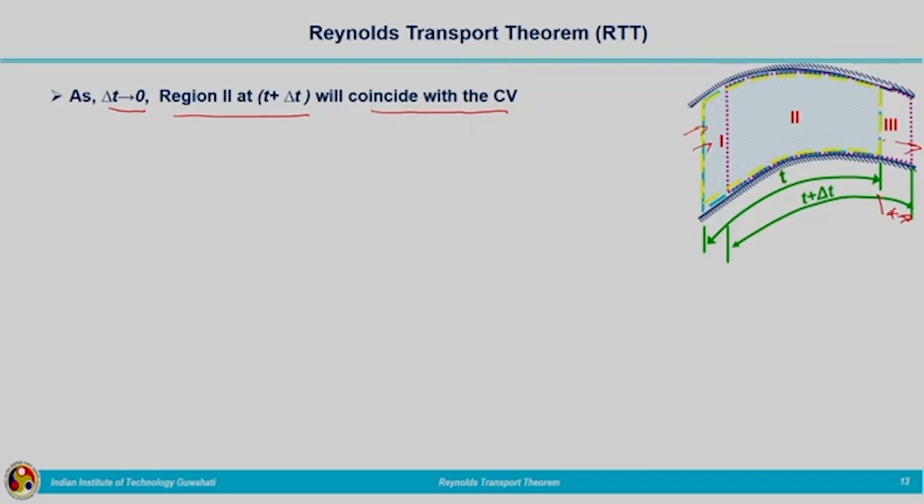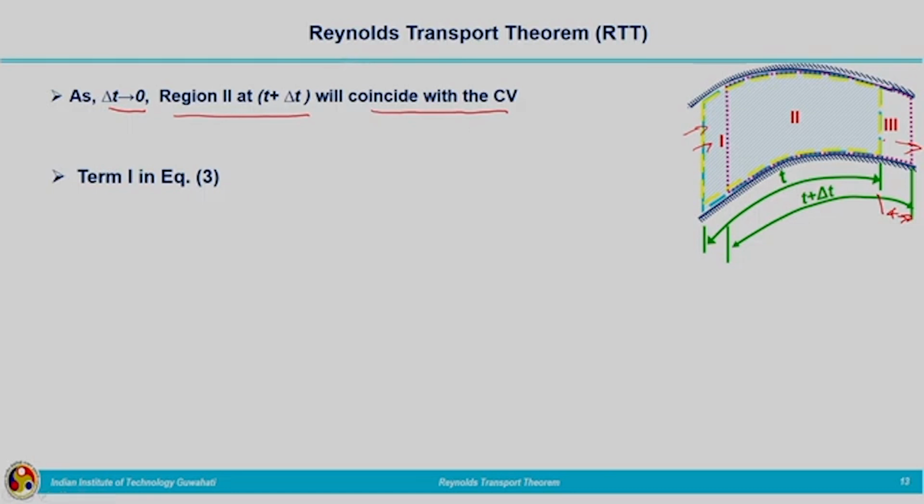Pink coinciding with yellow means that at time t equal to 0, or at the beginning of the time, both the control volume and the system are coinciding with each other. That is what is written here: as delta t tends to 0, region 2 at t plus delta t will coincide with the control volume.